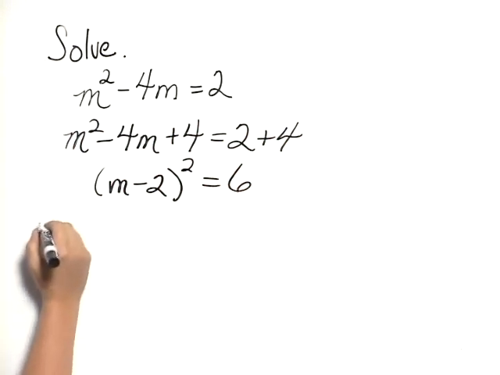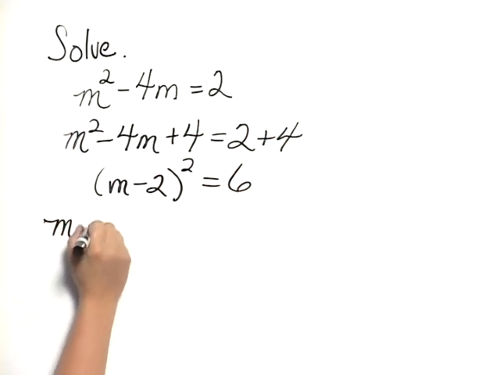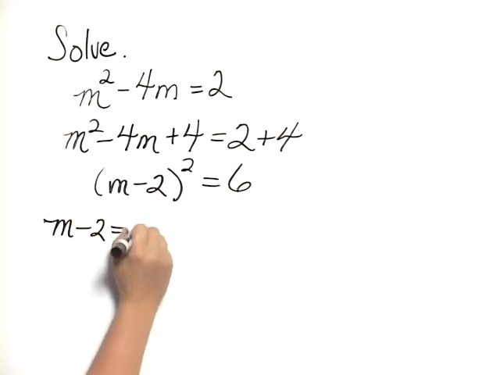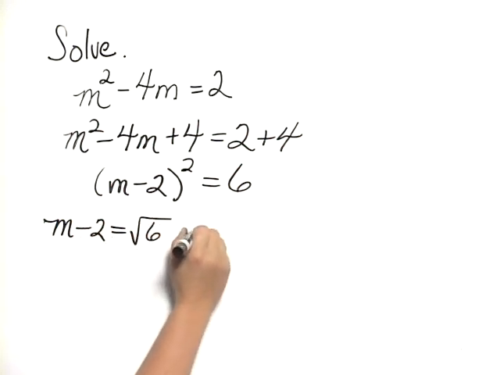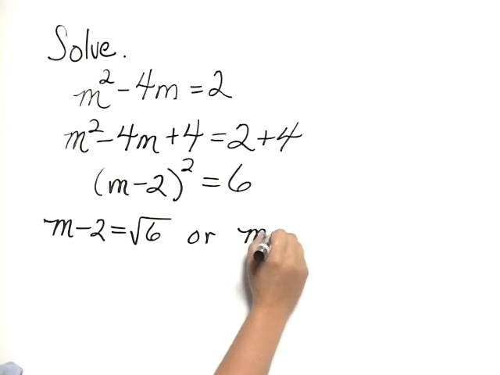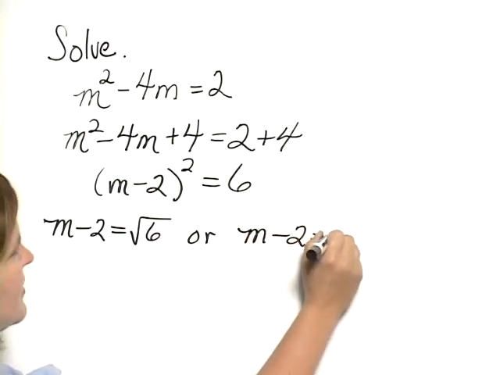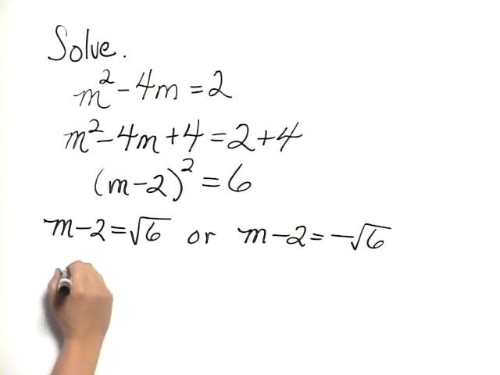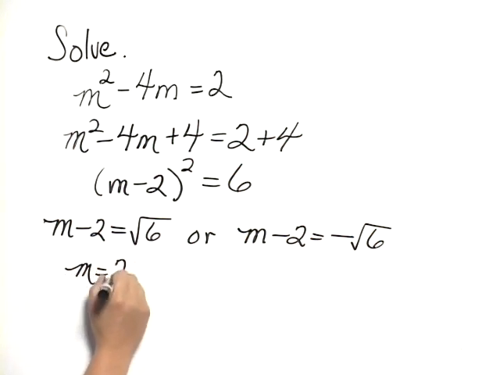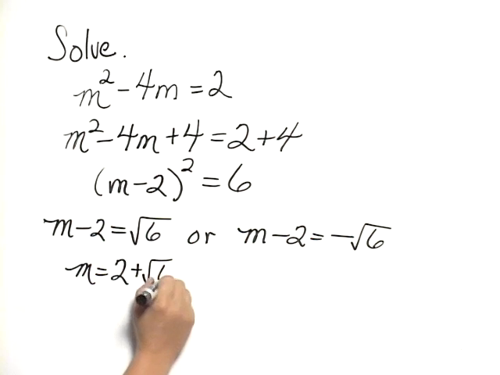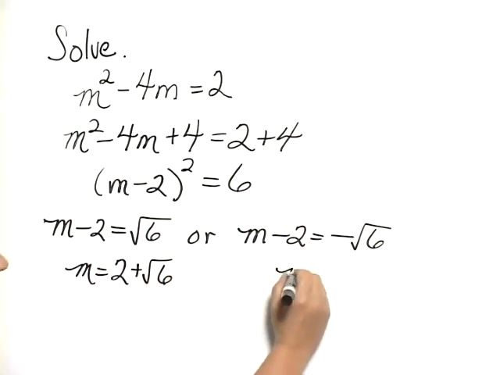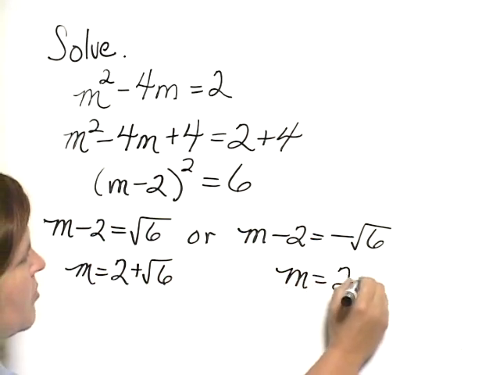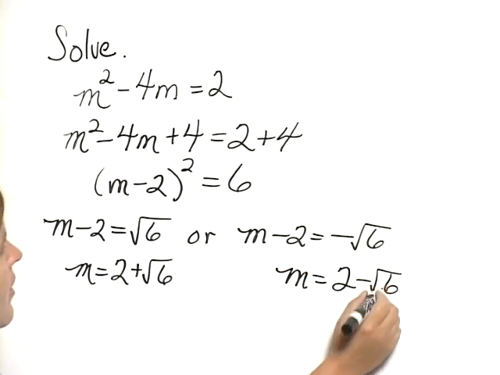Using the principle of zero products then, we have m minus 2 equals the square root of 6, or m minus 2 equals negative square root of 6. In solving for m, we have m equals 2 plus the square root of 6, or m equals 2 minus the square root of 6.